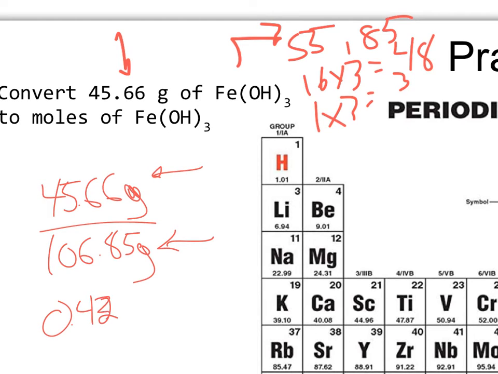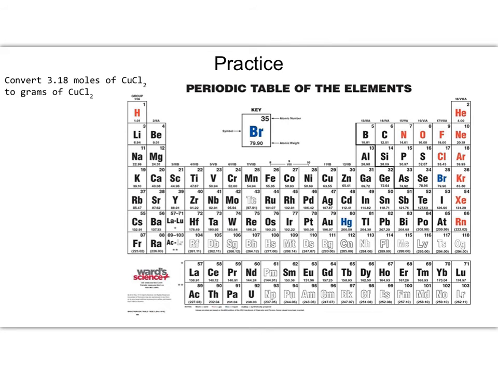So I'm going to round this to 0.43. Remember we said it should be close to a half. That's pretty close to a half, 0.43 moles. So there you go. That makes sense. You had about half a mole of stuff. Okay, let's just do a couple more.